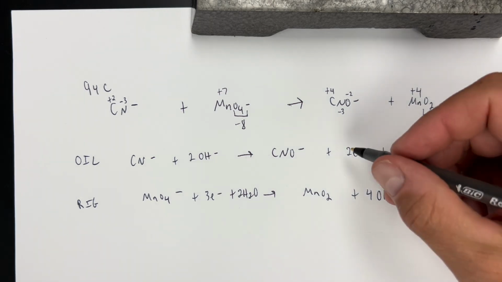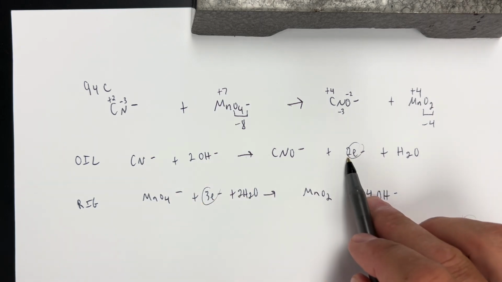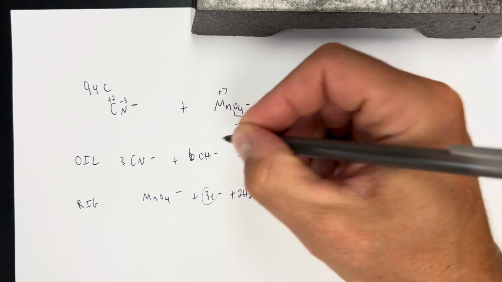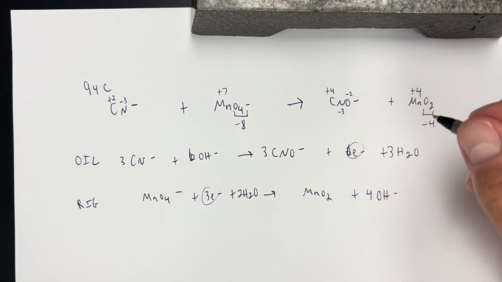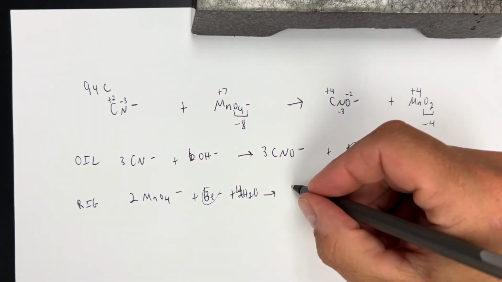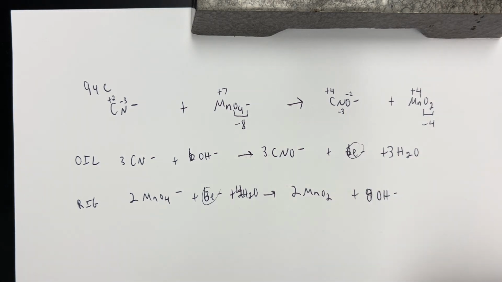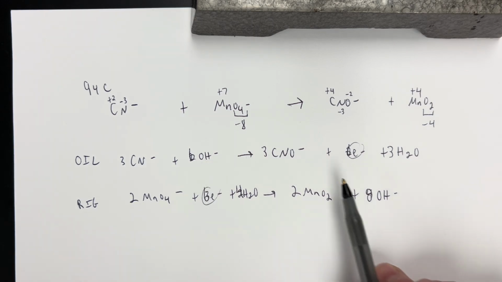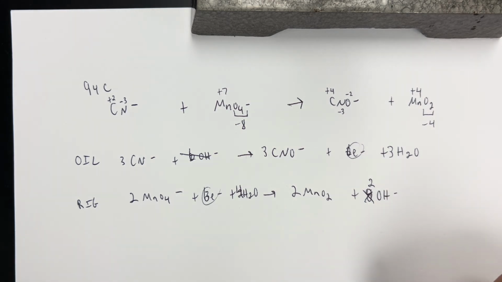Make sure electrons being lost are equal to electrons being gained, so we need to multiply the top one by 3 to get to 6 electrons, bottom one by 2. So this becomes a 3, a 6, a 3, a 6, and a 3. This becomes a 2, a 6, a 4, a 2, and an 8. Cancel out things that can cancel out. We got 6 hydroxides being used, 8 being made, so the net would be 2.